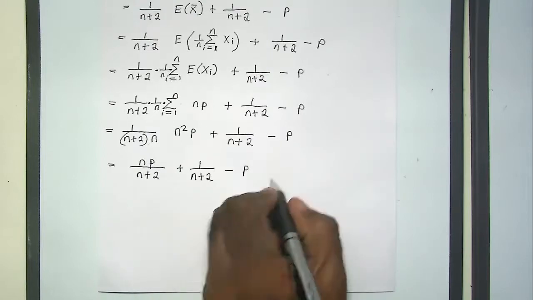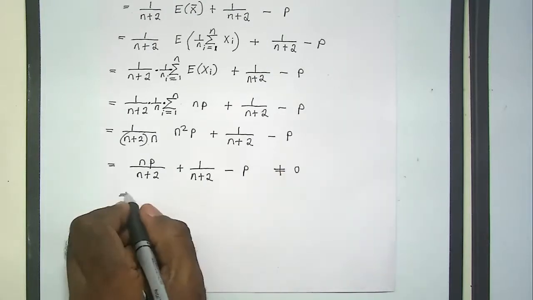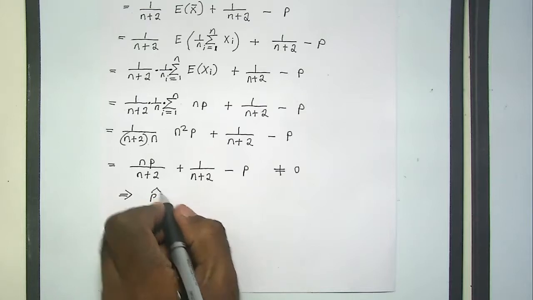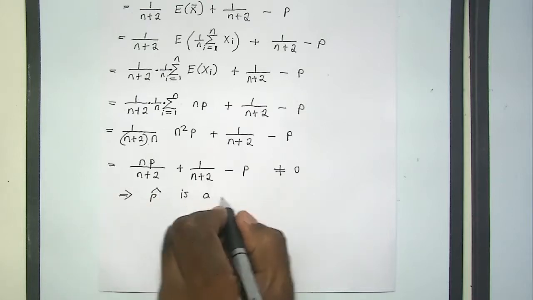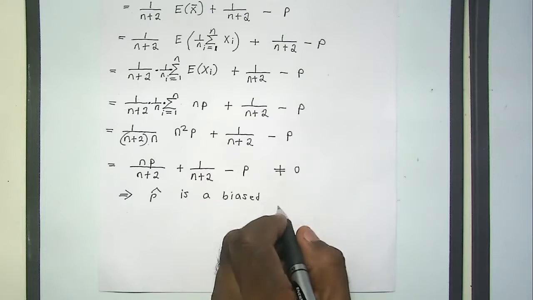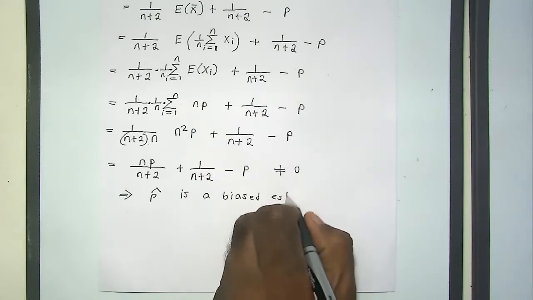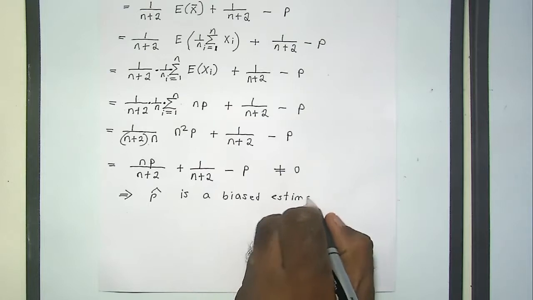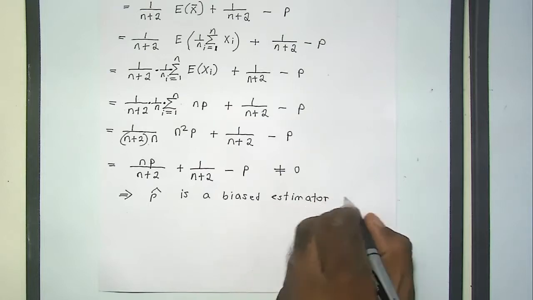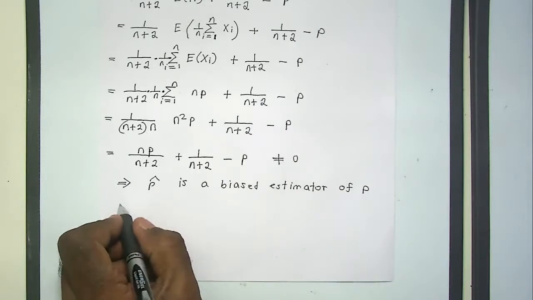Now clearly this is not equal to 0. So hence p hat is a biased estimator of p. However, we should look at the limit.